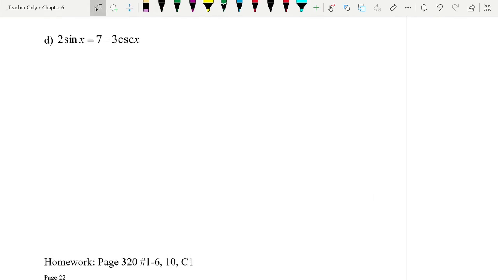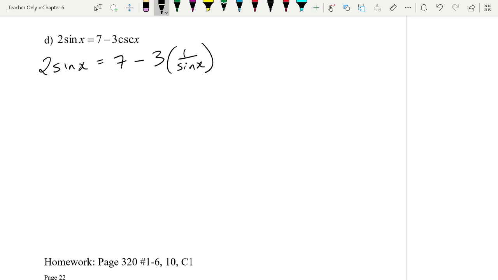Once again, usually our identity strategy is to switch everything to sines and cosines. So what's cosecant again? Cosecant's 1 over sine. All right, you got to know that. Sorry. That we won't give you on a formula sheet. Okay, now what?